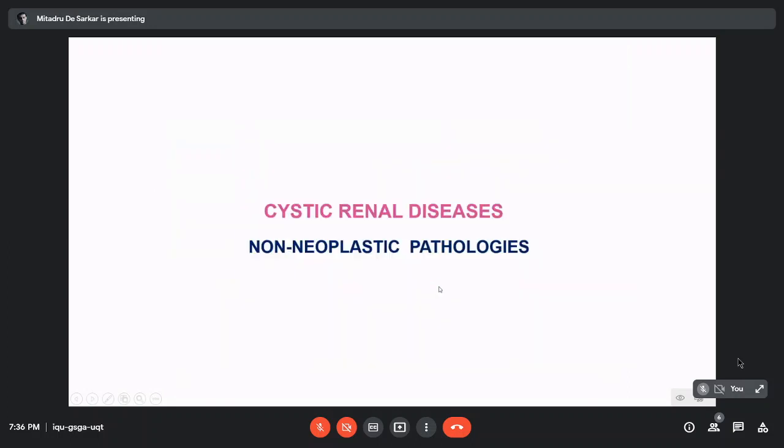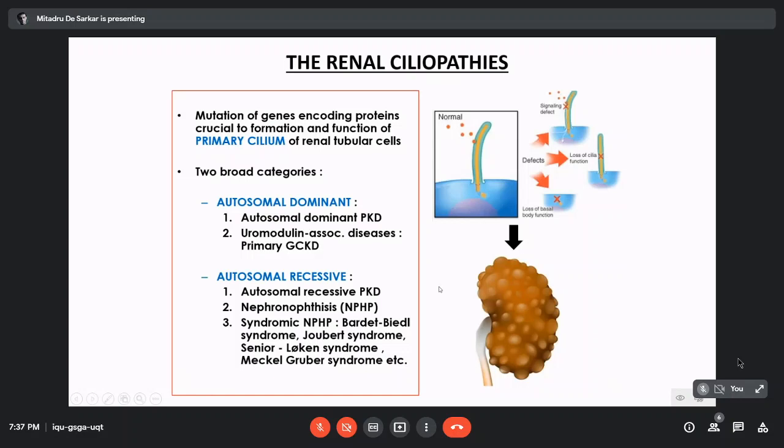Talking now about the non-neoplastic pathologies, the first category of non-neoplastic entities which gives rise to a cystic appearance are called the renal ciliopathies. These are basically secondary to the mutations which happen within the primary cilium of the renal tubular cells. Mostly they can be inherited in an AD fashion or in an AR fashion. So you have got autosomal dominant polycystic kidney disease or autosomal recessive polycystic kidney disease, but also nephronophthisis comes into this particular category. Nephronophthisis is often sporadic but can be syndromic in association with syndromes like Bardet-Biedl syndrome, Joubert syndrome, etc.